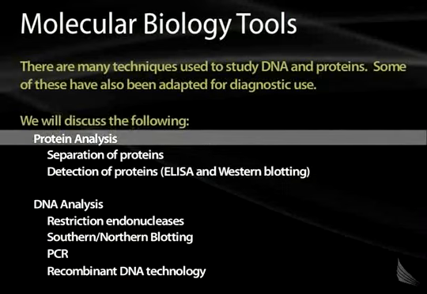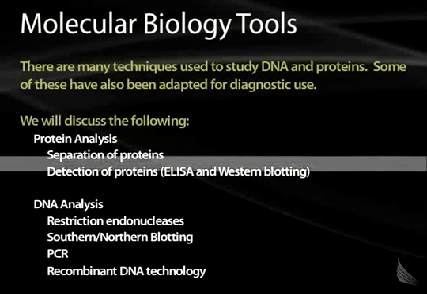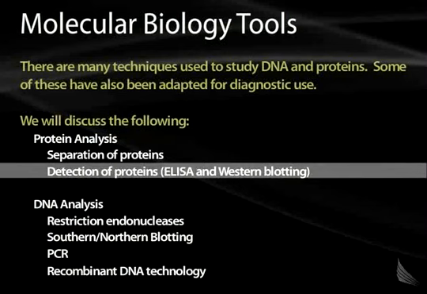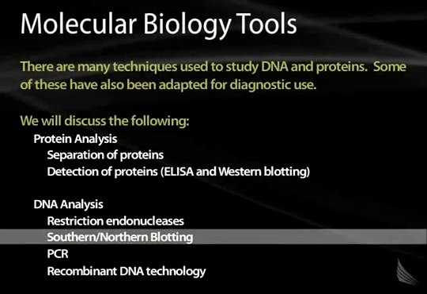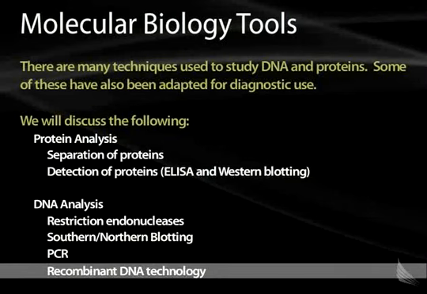We're going to talk about how we analyze proteins, both how proteins are separated from one another and also how they're detected. We're also going to discuss how we analyze DNA using restriction endonucleases, Southern and Northern blotting, PCR, and recombinant DNA technology.